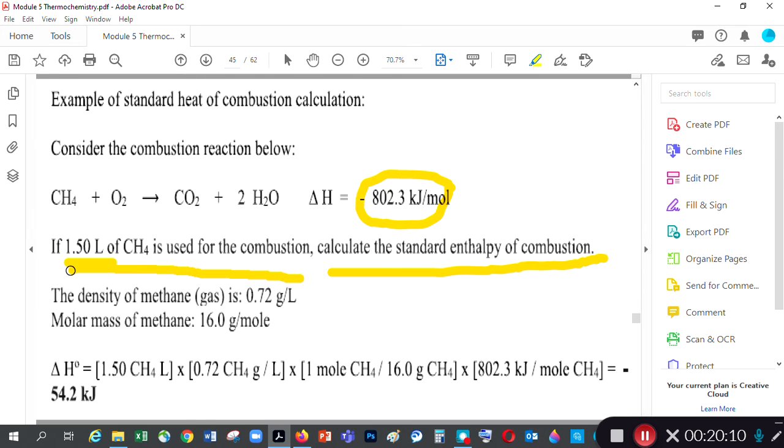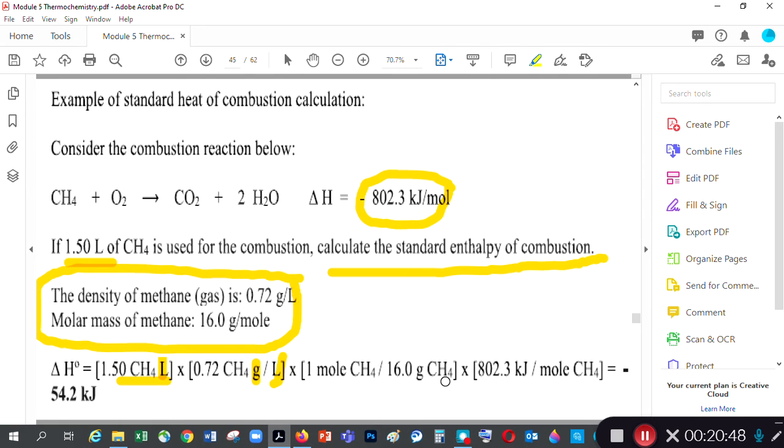It's given to you that the molar mass of methane is 16.0 gram per mole, and the density of methane is 0.72 gram per liter. We need those two because otherwise we can't convert the liters into moles, correct? That's the whole idea, to come all the way from liters into moles. We use the density of methane to get rid of the liters. So the liters cancel out. We have to get rid of the grams. You have to divide by the molar mass of methane.